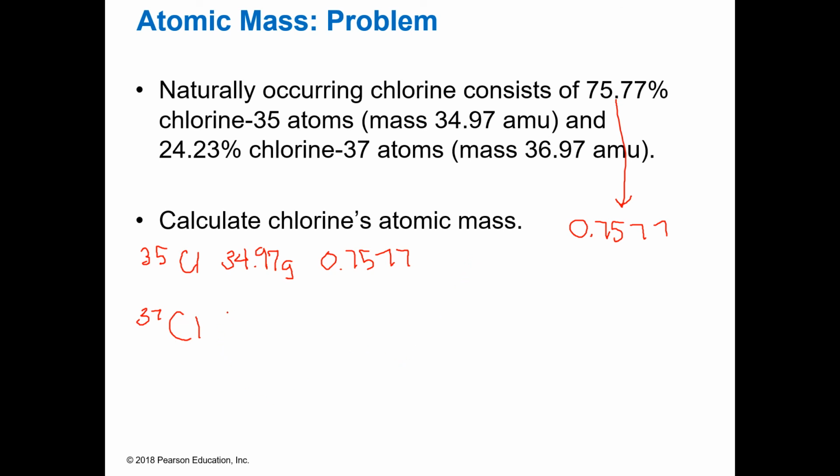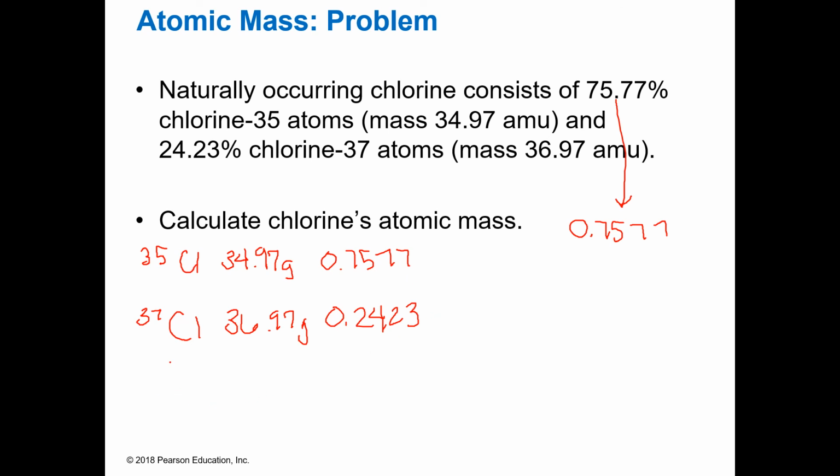Right? Then I have chlorine 37. That one weighs 36.97, and it has an abundance of 24.23% or 0.2423. And you want to use all the digits that they give you. Okay, so there's only two isotopes, and we should see that because this should add up to be 1, or if we looked at it in percentage form, it should add up to be 100, and it does.